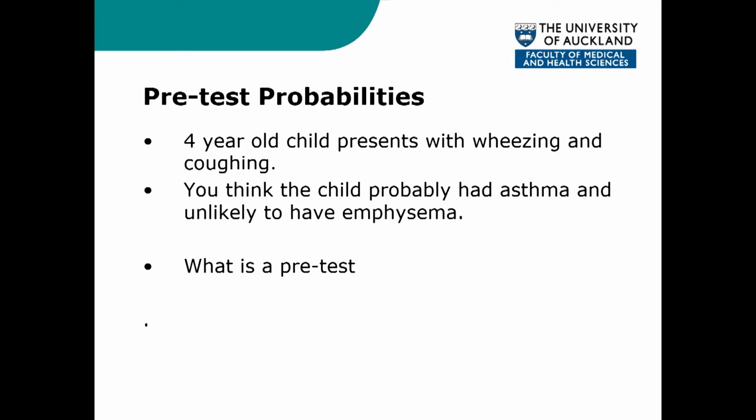If a 4-year-old presents to you with wheezing and coughing, you're going to think the child probably has asthma or bronchiolitis and would be unlikely to have emphysema, because we know emphysema is a condition of older people who've generally been smoking for a long period of time. There are a few exceptions to that, but that would be an example of using a pre-test probability. So it's a high likelihood the child would have asthma or wheeze.